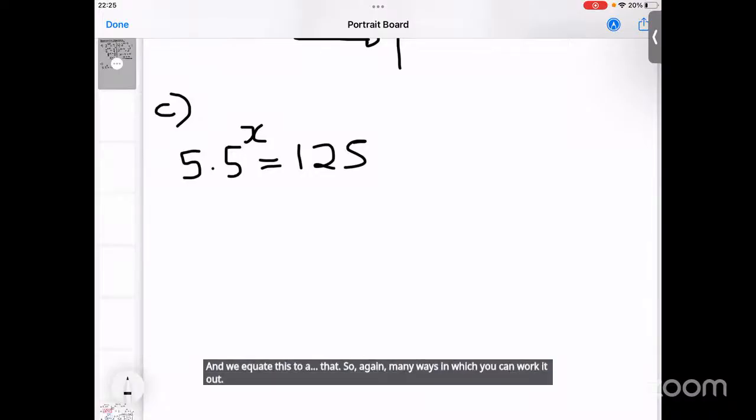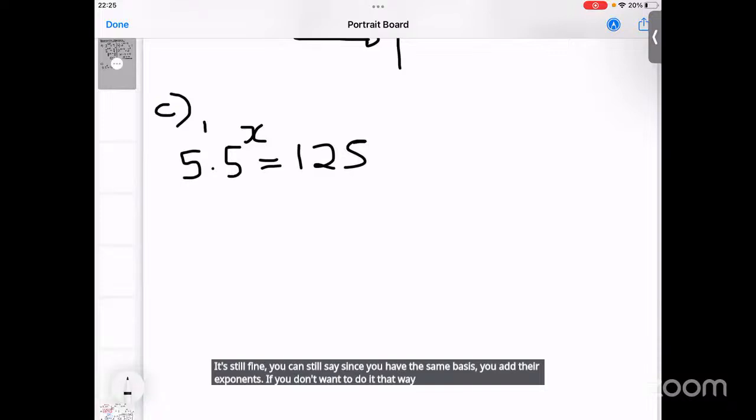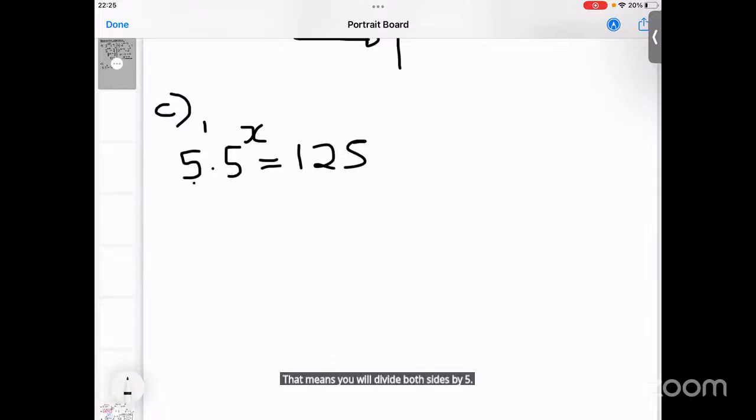Firstly, since you know that you've got a 1 there, it's still fine. You can still say, since you have the same bases, you add their exponents. If you don't want to do it that way, you can remove this 5. That means you will divide both sides by 5, whereby that cancels with that. Got 5 to the that.